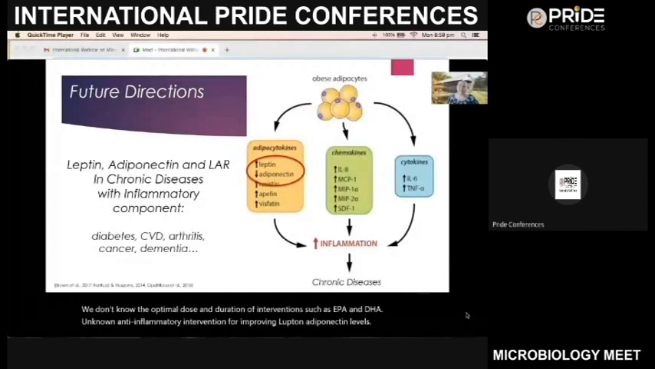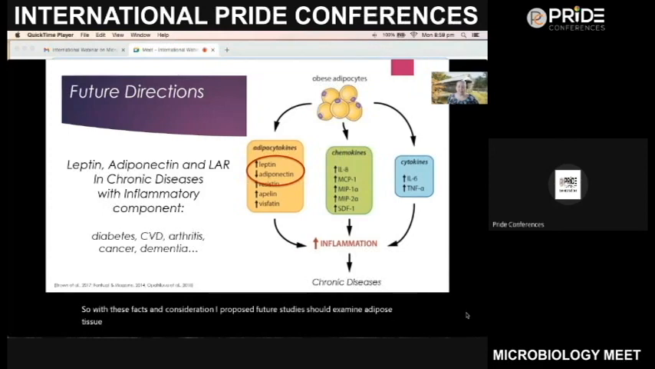So with these facts in consideration, I propose future studies should examine adipose tissue dysregulation, specifically leptin, adiponectin, and the leptin to adiponectin ratio, and chronic diseases with an inflammatory component, such as diabetes, cardiovascular disease, arthritis, cancer, and dementia, just to name a few.